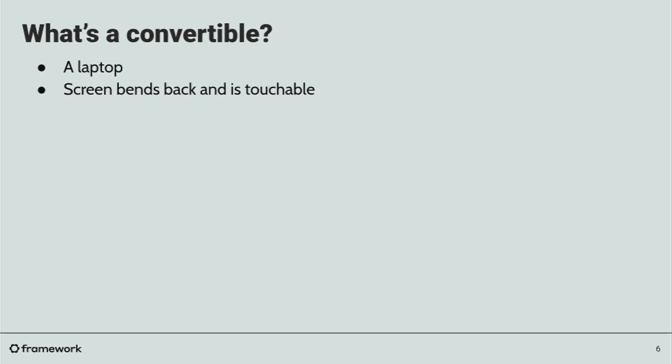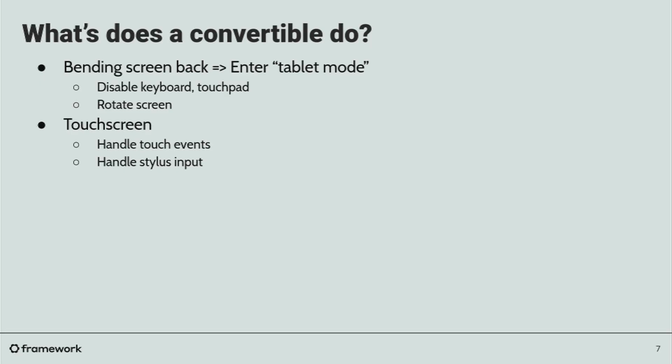What is a convertible? A convertible is basically a laptop, but it means you can fold the screen back and you can touch the screen. But if you fold it back, the keyboard is disabled. What does a convertible do? You can fold the screen back, and it enters tablet mode. That means the keyboard and the touchpad are disabled because you hold it from the back. And also the screen rotates in tablet mode if you rotate it, just like a tablet.